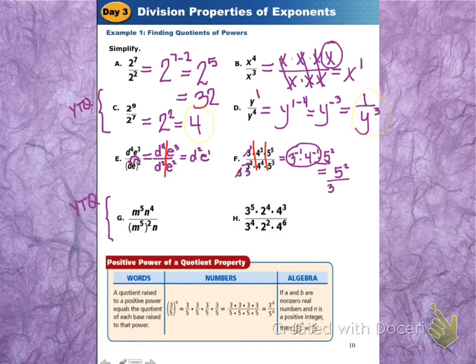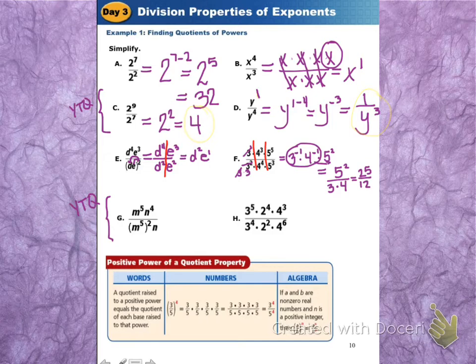And really, since it's just going to be an exponent of 1, you could just leave it off if you wanted to. And then finally, we're going to evaluate that. So 5 squared is 25. And 3 times 4 is 12, so that's 25/12ths for our final answer.